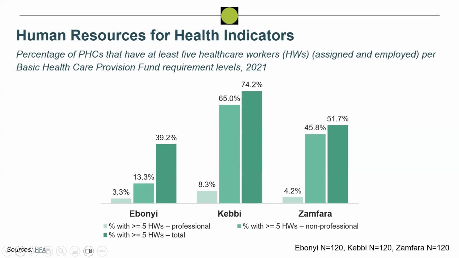In the Human Resources for Health domain, we looked at the percentage of primary healthcare centers that had at least 5 healthcare workers assigned or employed. This is consistent with the basic healthcare provision fund requirements. We only have this data for 2021 as it comes from the 2021 health facility assessment. Kebbi has the highest percentage of primary health centers with at least 5 healthcare workers, while Ebonyi has the lowest. Next slide.